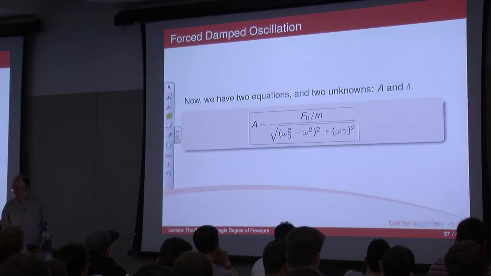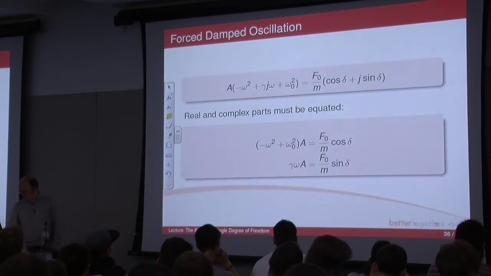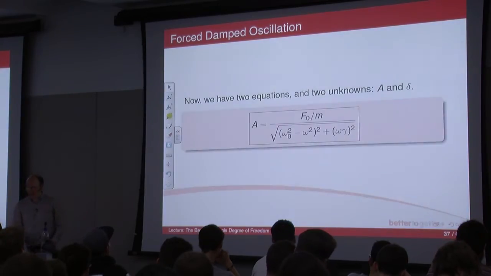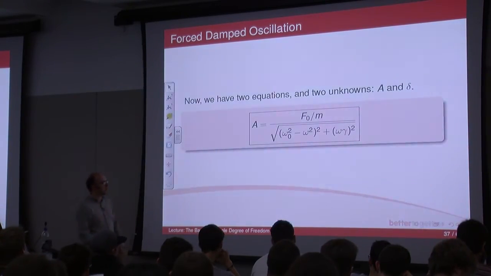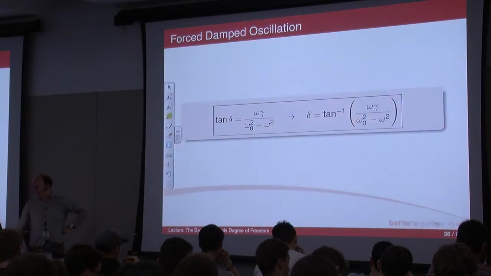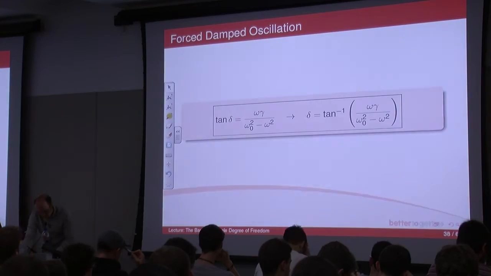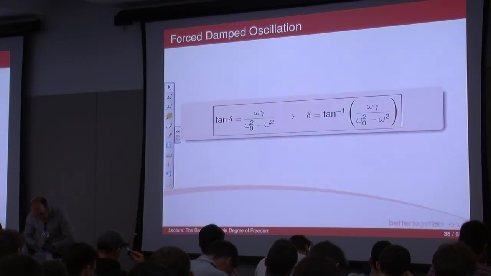Two equations, two unknowns. A and delta are the things we don't know, and you can do the maths. I won't bore you with the arithmetic, but that's what it comes out as. A comes out to be that, and delta comes out to be that. So we end up with two equations. They're in your notes. If you look on page 24, you can see those two equations.